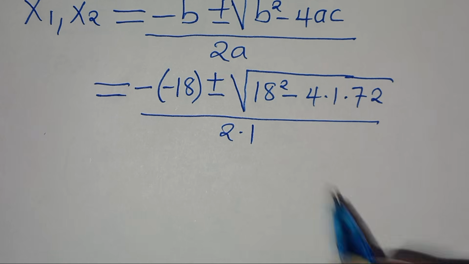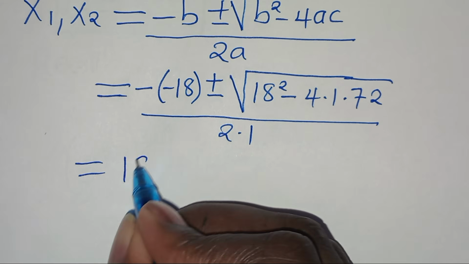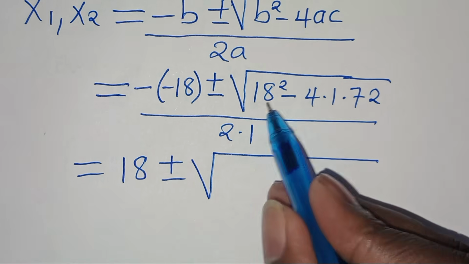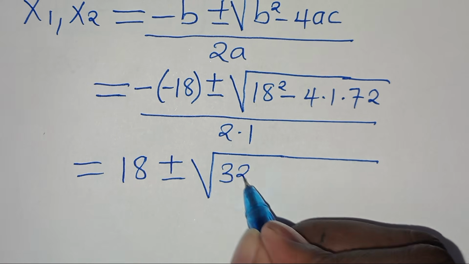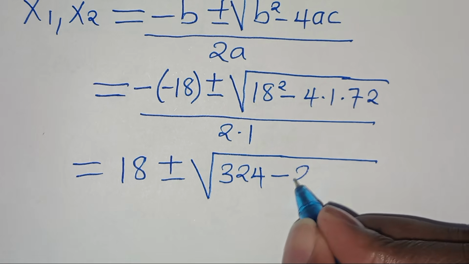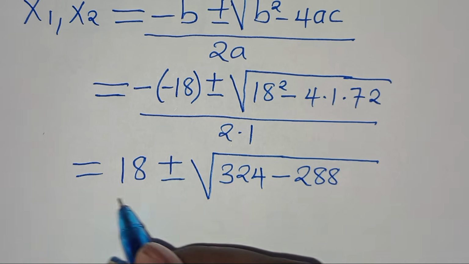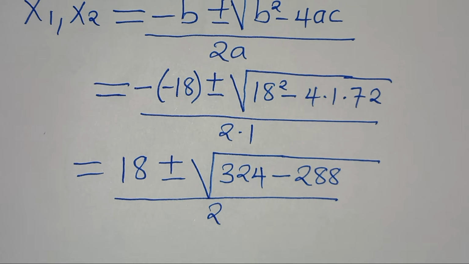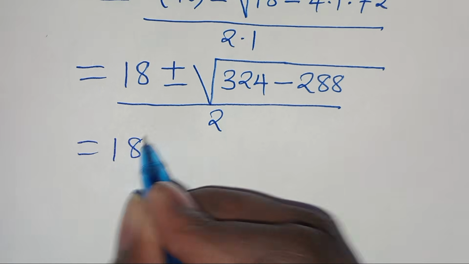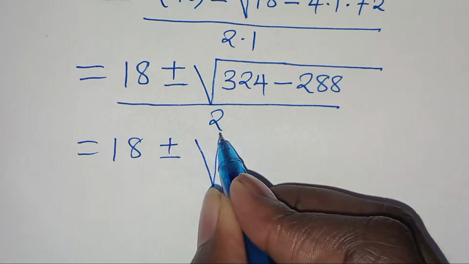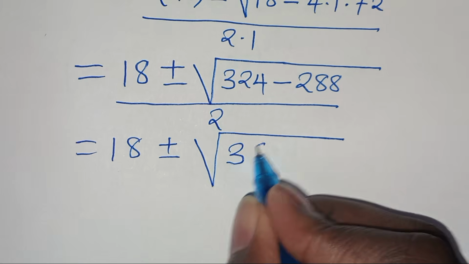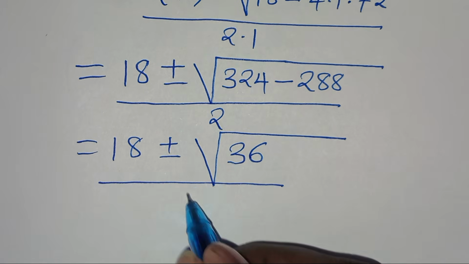So minus times minus 18 is equal to 18 plus or minus the square root of 18 squared, this is 324, subtract 4 times 72, which is 288, everything here divided by 2. So this is 18 plus or minus the square root of 324 minus 288, this is the square root of 36, everything here divided by 2.